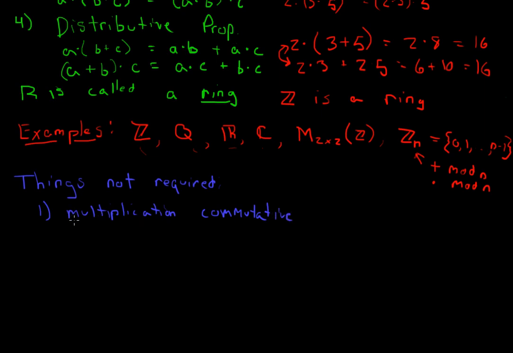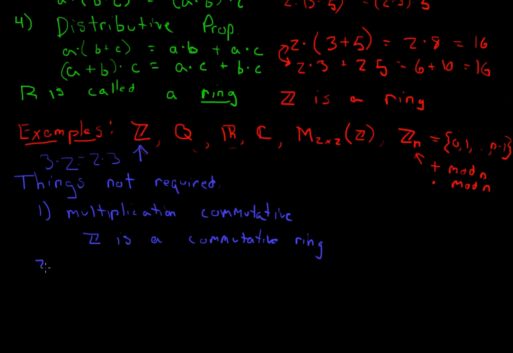Now, we don't have to have multiplication be commutative in order to be considered a ring, but there are rings out there that are commutative under multiplication. For instance, Z. 2 times 3 is the same thing as 3 times 2. So if a ring is commutative, we just say it's a commutative ring. So we could say that Z is a commutative ring.